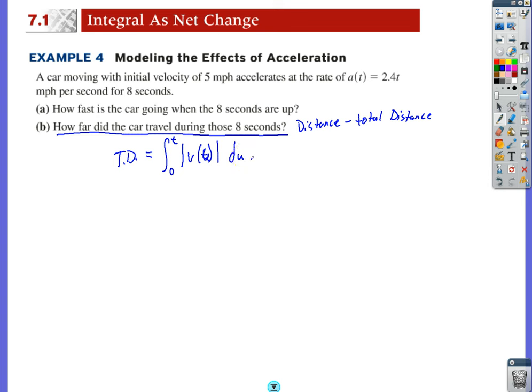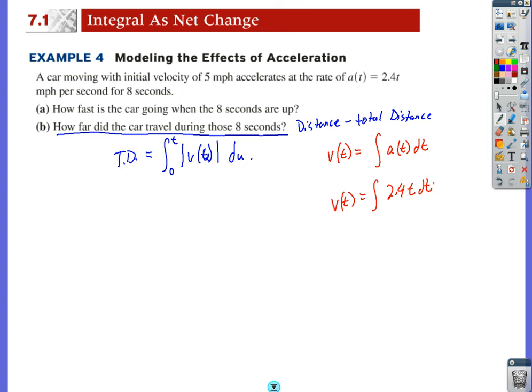But I don't know my velocity function. I know my acceleration function. So this is where we're going to use the indefinite integral to help us find our velocity function. I know that my velocity function can be equal to the integral of a of t dt. Again, notice no limits of integration there. So when I do that, I do the antiderivative, which is equal to the integral then of 2.4t dt.